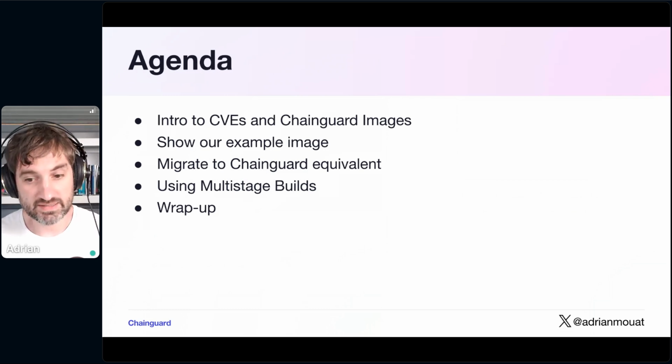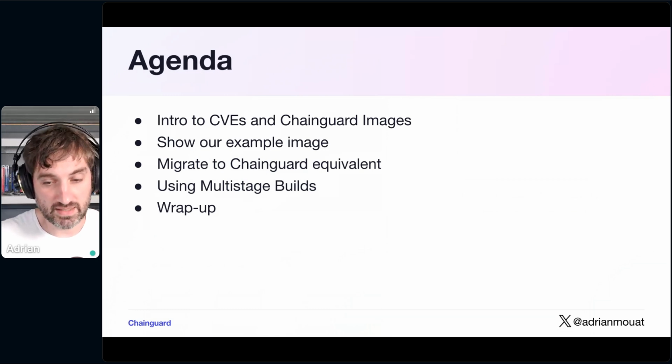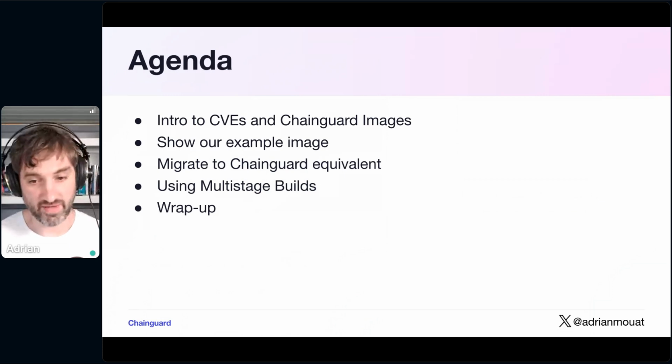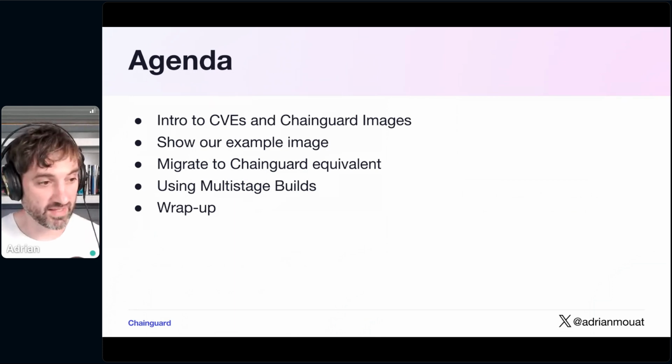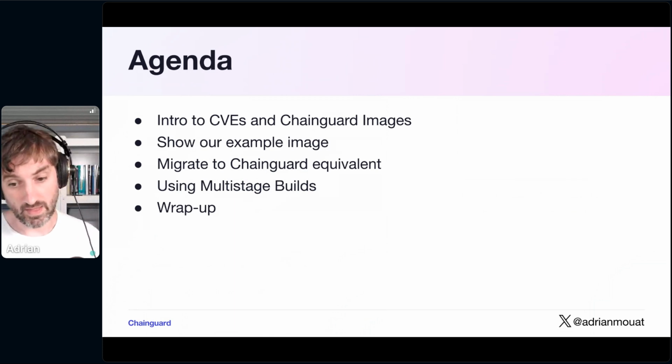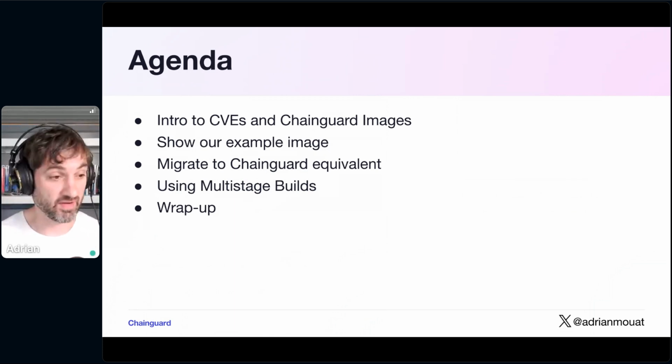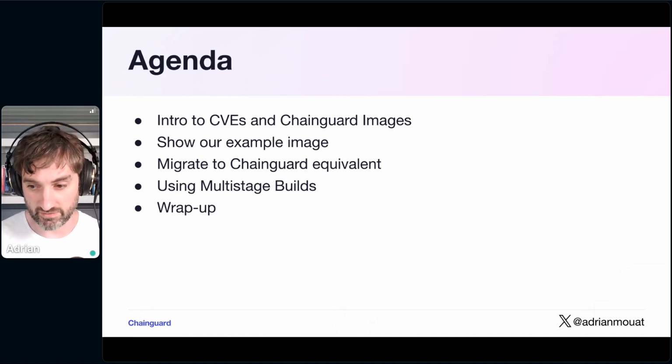What we're going to go through today, I'm going to start with a brief introduction to CVEs or vulnerabilities and what they are effectively. And we'll talk about Chainguard images, what they are and how they address the issues we have with CVEs, and then we're going to jump straight into the practical. I'm going to show an example image and how to migrate it to the Chainguard equivalent. We'll be using Go as the example, but hopefully if you use another language like Rust or C that can generate static binaries, this should still be fairly relevant. And we'll talk about multi-stage builds and how that gets us to the best result in this case.